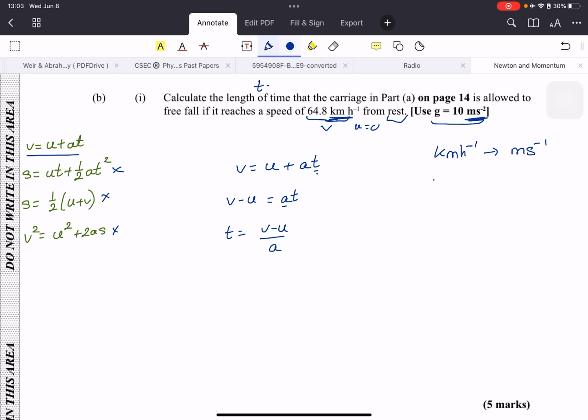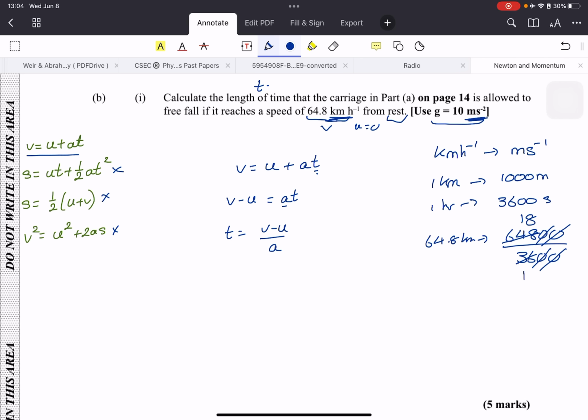Well, in 1 kilometer, there's 1,000 meters. And in 1 hour, there's 3,600 seconds. So therefore, in 64.8 kilometers, there'll be 64.8 multiplied by 1,000, which is that, right? And per hour, 3,600. So 0, 0, 0, 0, and 36 could go into 648. I believe it's 18 times.